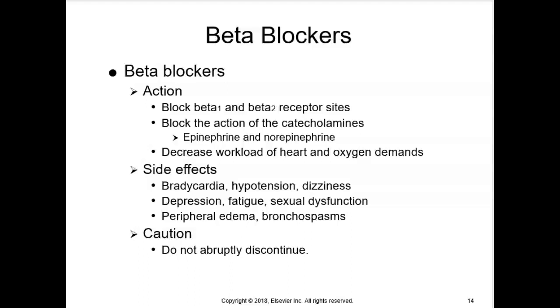Beta blockers decrease the workload of the heart and decrease oxygen demands. Your prototype beta blocker is acebutolol. Beta blockers are used as anti-anginal, antidysrhythmic, and antihypertensive drugs. Beta blockers are effective as anti-anginals because they decrease the heart rate and myocardial contractility, thus reducing the need for oxygen consumption and consequently reducing anginal pain.